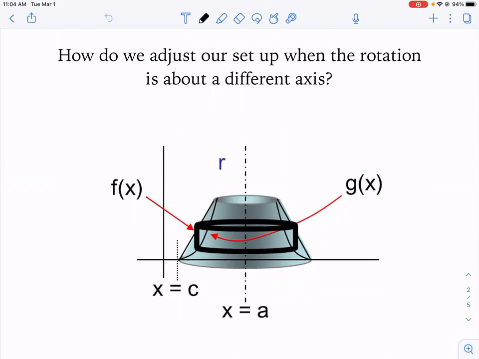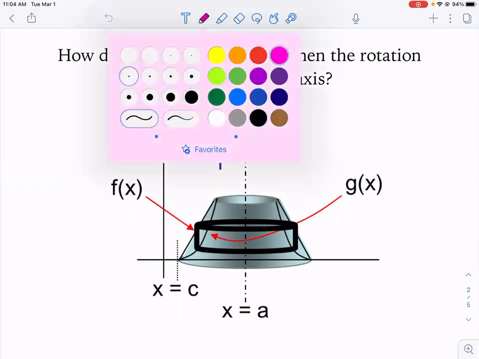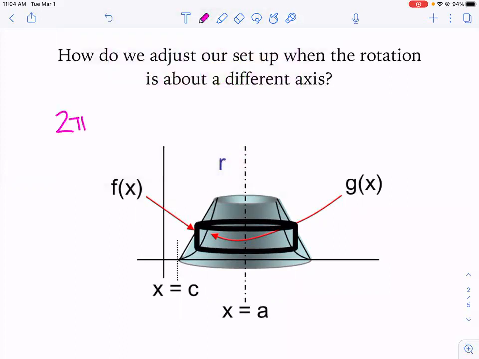If we're talking about the setup of our volume, we talked about 2 pi integral of radius times height times thickness. If we rotate about something that's not the y-axis, and we're talking about dx first, what's going to change, the radius or the height? The radius is going to change.